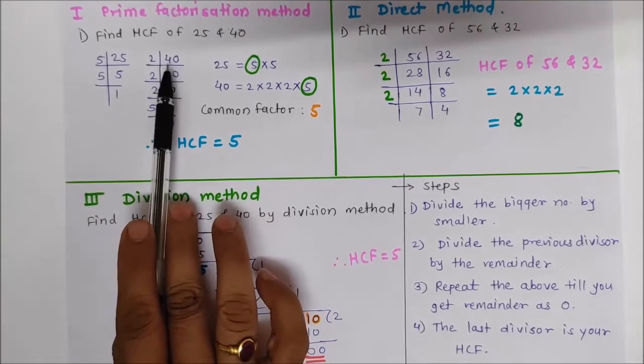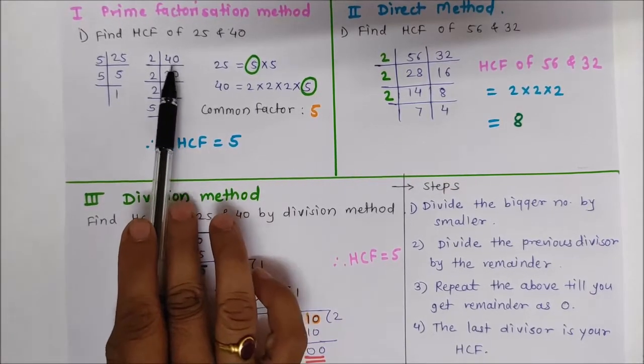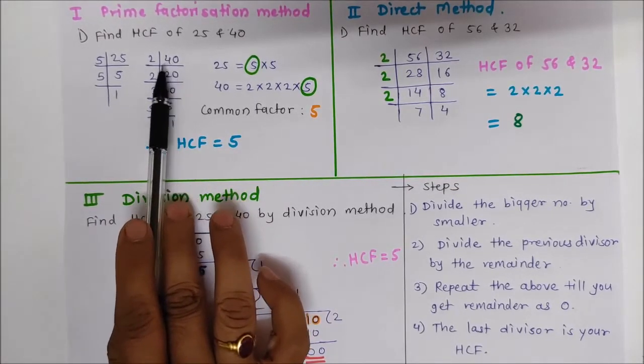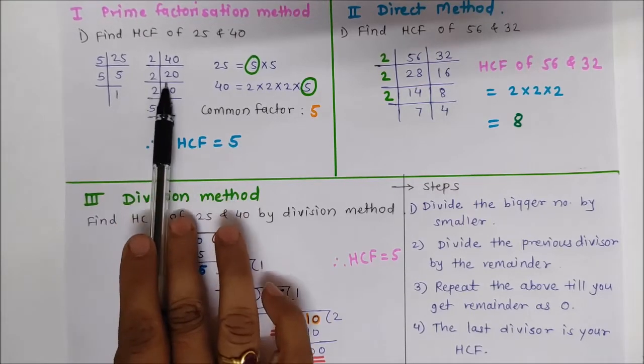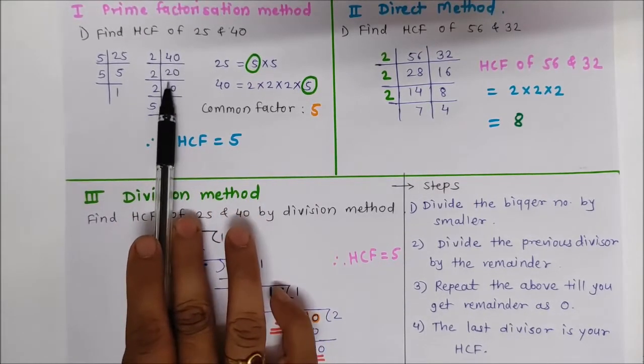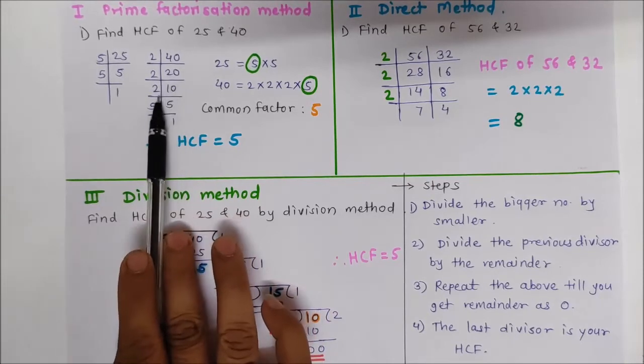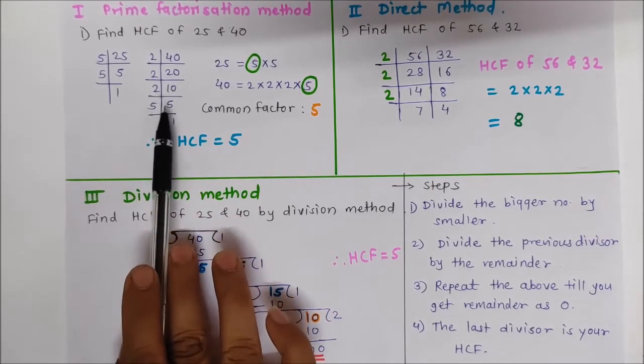Again find the prime factors of 40. So 40 is an even number, it is divisible by 2. So 2 2s are 4, 2 0s are 0. Again 2 10s are 20. Again 10 is also an even number, 2 5s are 10, 5 1s are 5.